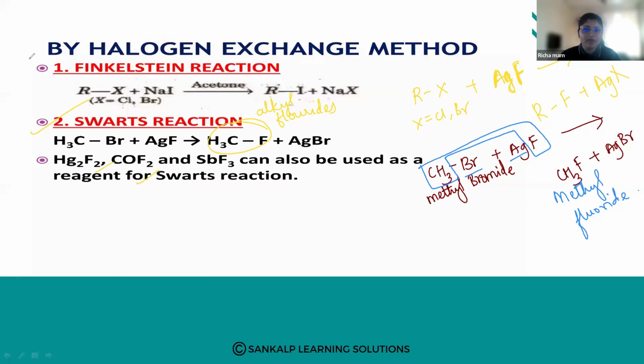Mark this as very, very important. Along with Gattermann's process, Darzens' process, Swarts reaction, and what is Lucas reagent. These are very important reactions. Whatever I am telling you, please mark then and there itself, because from the exam point of view these are mostly asked. Okay, fine. So we'll go for the next one.